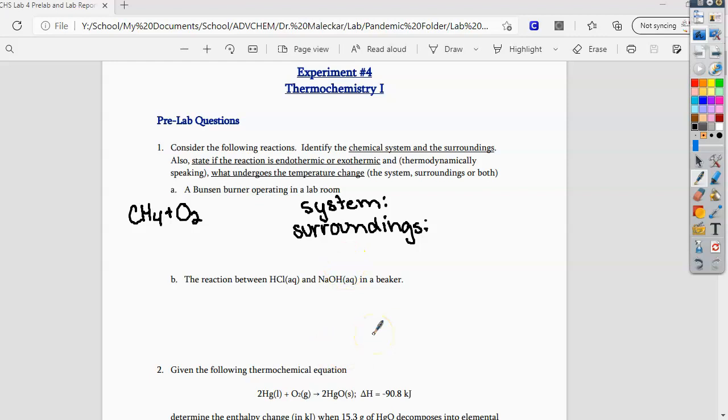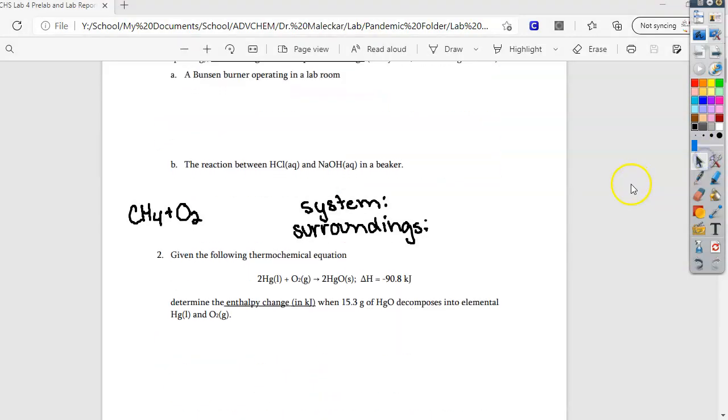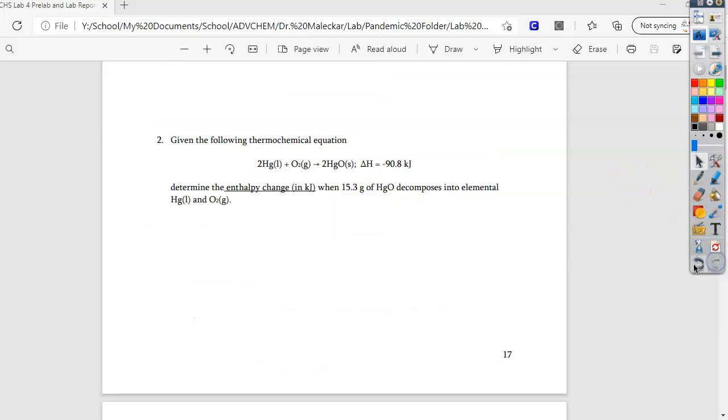This right here, number 2, it's a little bit tricky because there's one word in here that may get you. Right here, we're composing HgO, but they want you to figure this out when it's decomposing. So that means you're flipping this reaction. And remember, when you flip the reaction, the delta H changes.